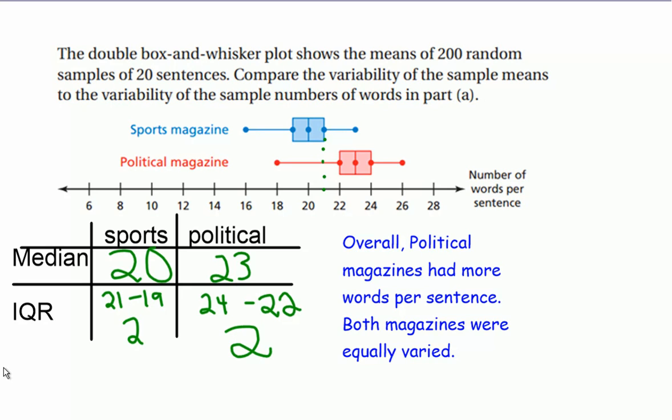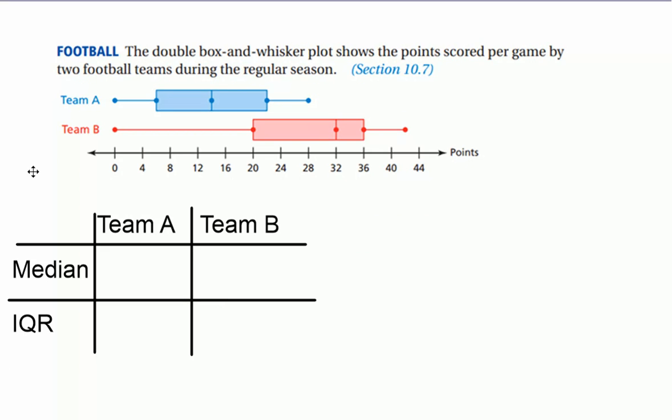Good. Moving on. Here we go. This one's about the football team. The double box and whisker plot shows the points scored per game for 2 football teams during the regular season. So, I'm looking at Team A. Oh no. It's right in between 12 and 16. And again, if you need help, you can always add the two numbers and divide it by 2, split it in half. But I think you might have been able to figure it out. If you go back to this one, maybe it'll be easier. What's between 0 and 4?